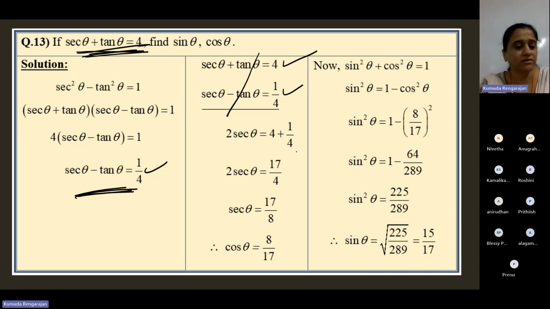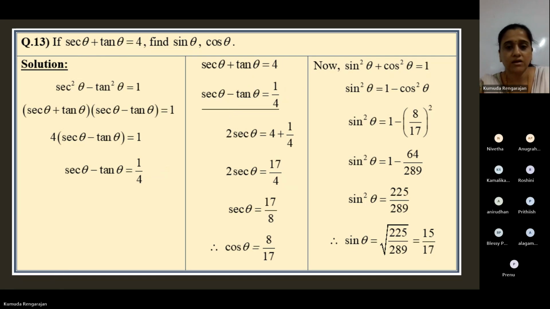We all know how to solve, right? 2 secant theta is equal to 4 plus 1 by 4. So when you work that, you get secant theta is equal to 17 by 8. If secant theta is 17 by 8, we'll have to find cos theta, no? So cos theta will be 8 by 17. That's all. We found cos theta.